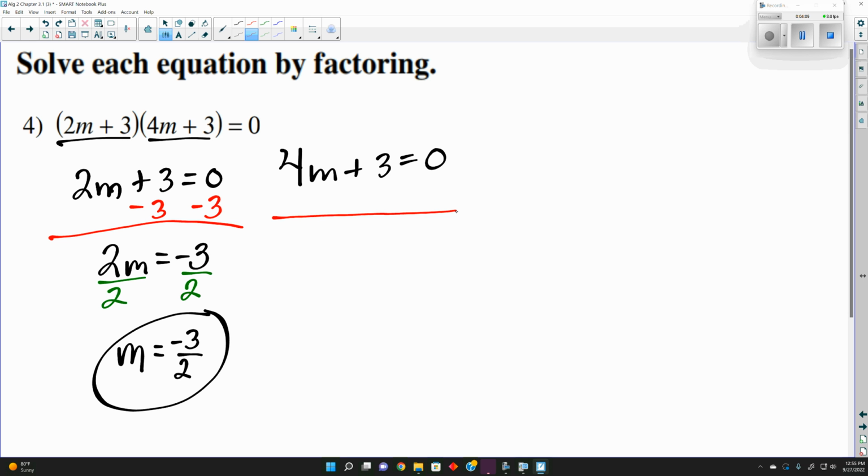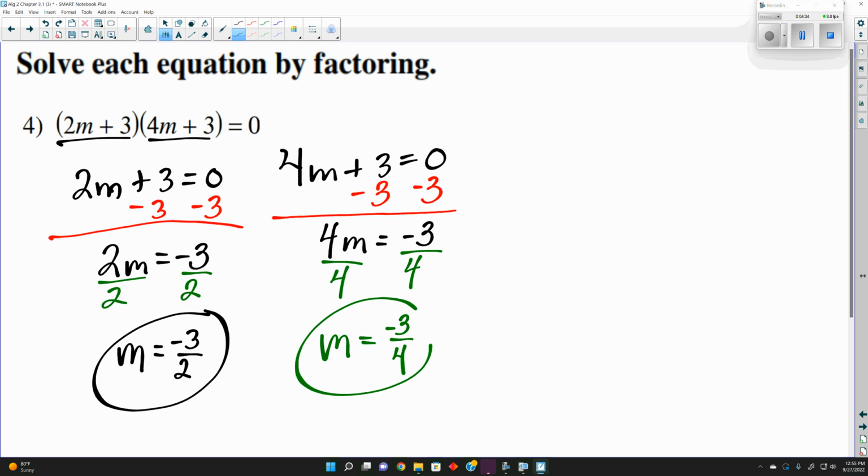Then we can do a similar thing for the other side. The first thing we can do is subtract 3 from both sides, which will tell us that 4m is equal to -3. Then we would divide by 4, which tells us m is equal to -3/4. And -3/4 will make this equation be 0. So our two answers for this here are -3/2 and -3/4. Any questions on any of this here?